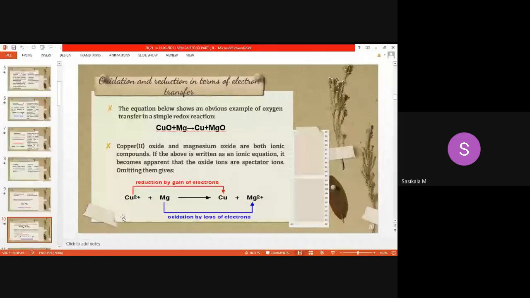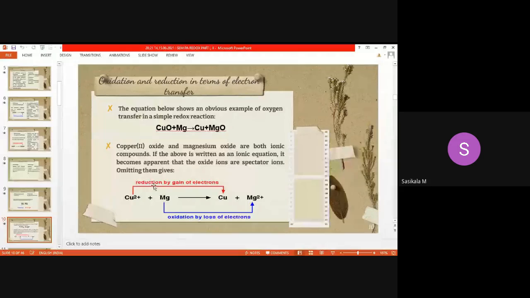So gain of electrons represents a reduction reaction, whereas loss of electron occurs by magnesium. Since it has donated its electron to copper, it becomes ionized. So loss of electron is nothing but oxidation. Oxidation is OIL, oxidation is loss of electron. Reduction is RIG, reduction is gain of electrons. So copper is reduced, magnesium is oxidized. Here magnesium is the reducing agent, copper is the oxidizing agent. Hope you have understood the concept.